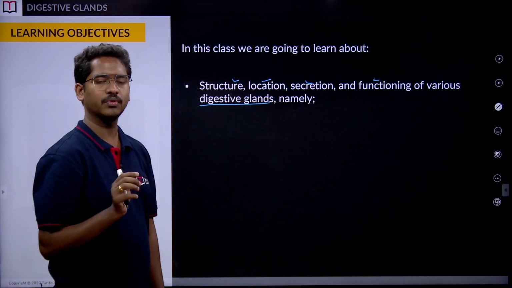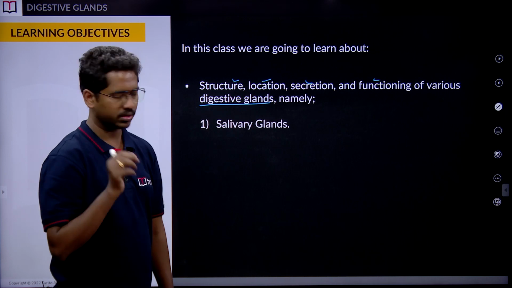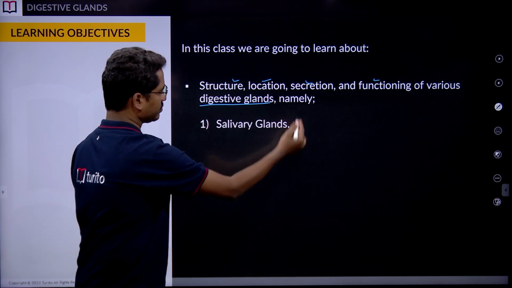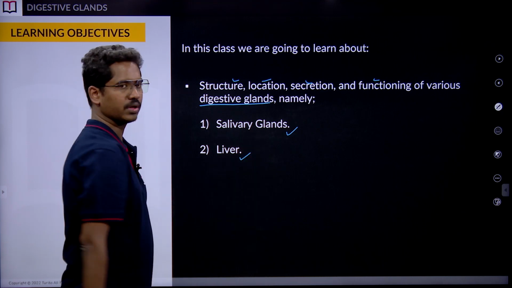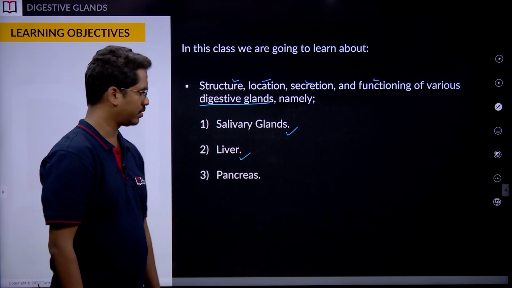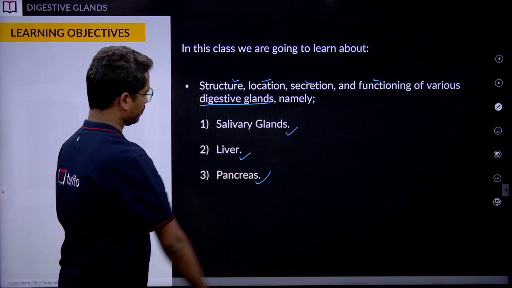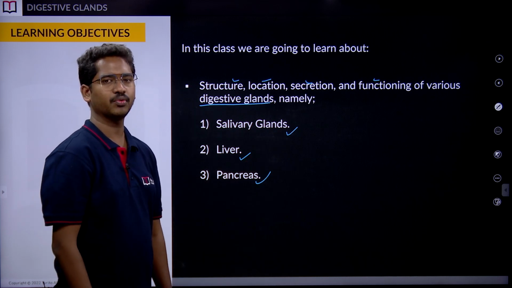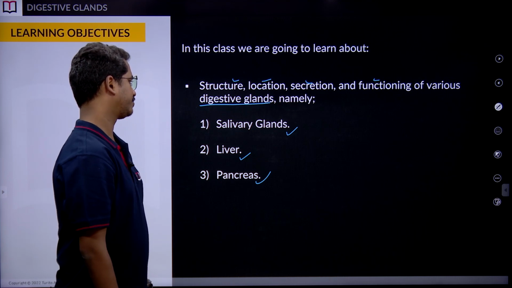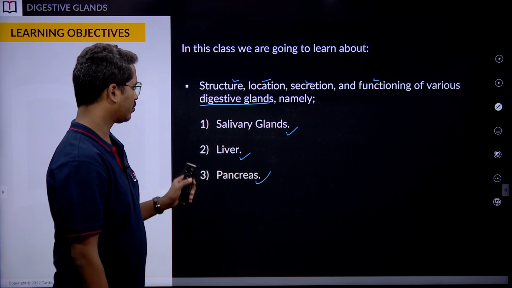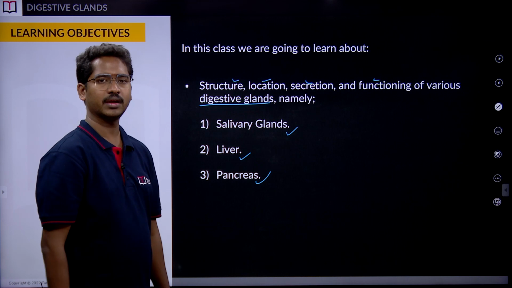Mainly we will be focusing on the digestive glands, starting with salivary glands, then you will see the liver. Once done, we will be looking into the pancreas. So, these are the details we will be understanding here, right. Now, let us begin with the first one, that is salivary glands.